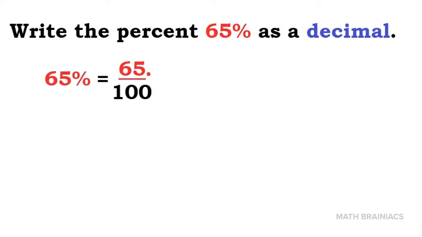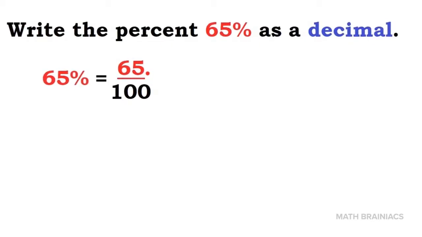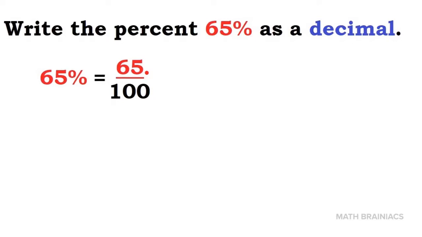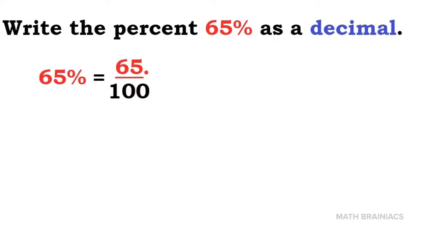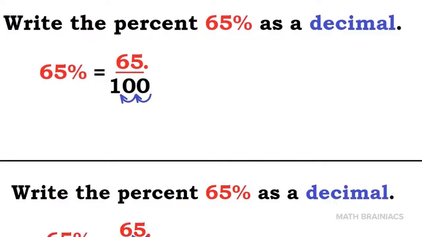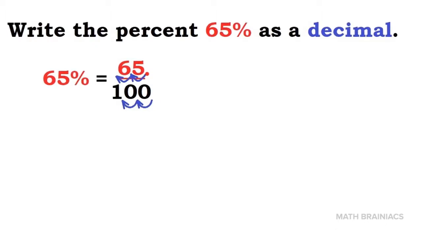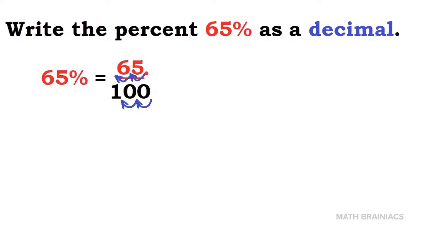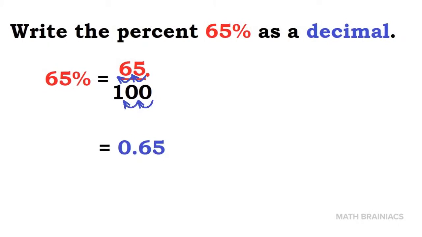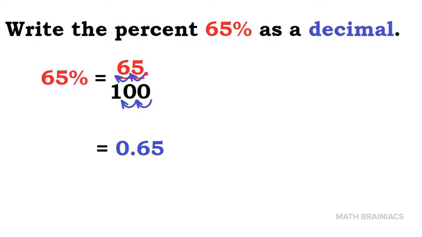I want you to take note of this. In writing a percent as a decimal, divide by 100 and remove the percentage sign. Do you notice, guys, that I put a decimal point at the end of 65? In 100, there are 2 zeros, right? Accordingly, those 2 zeros in the denominator mean we are going to move the decimal point on the numerator 2 places to the left. Consequently, 65% is equal to 0.65 as a decimal.